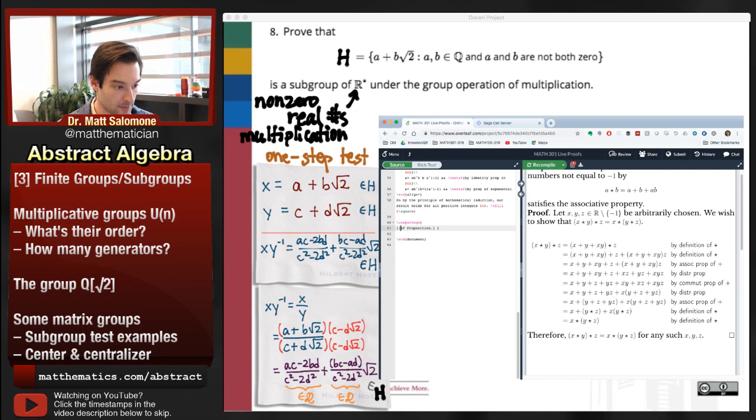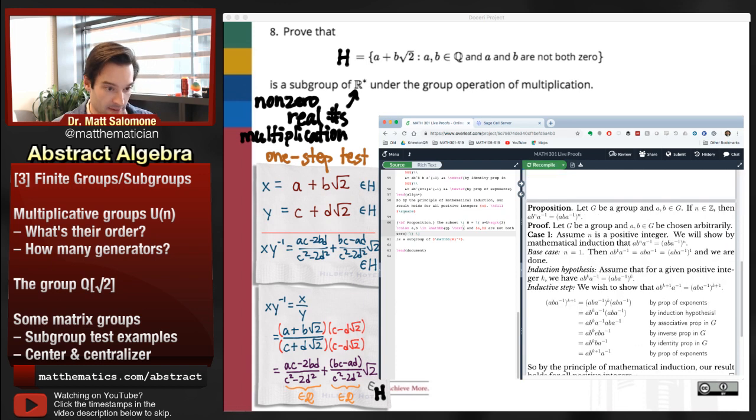Great. So here's the proposition that we're going to try to prove. The subset H equals A plus B radical 2, where A and B are rational numbers and A and B are not both 0, is a subgroup of R star.